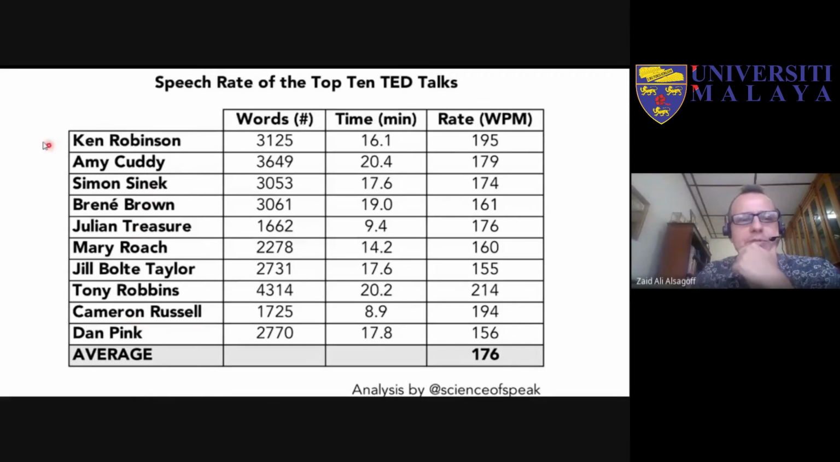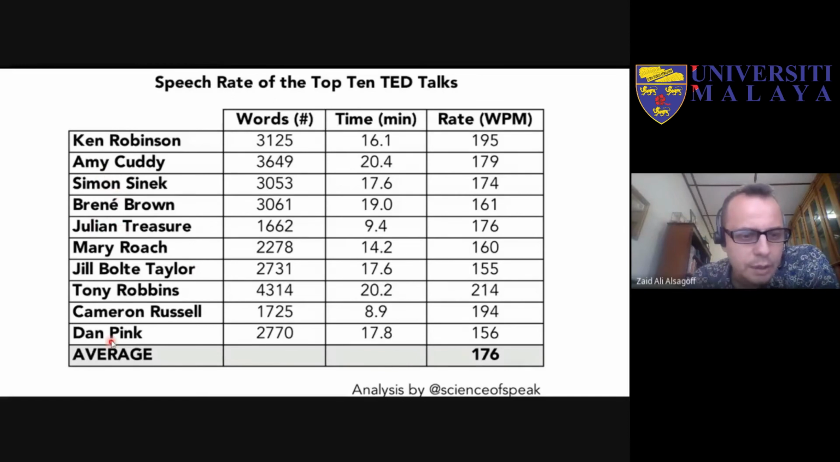So Ken Robinson is one of the richest and most powerful motivational speakers. He speaks extremely fast. He has 190 words per minute. So in his 16-minute talk, if he were to write a script, it's about a 3,000 word script. So look at Simon Sinek, which is very popular now. He speaks a bit slower on average. Of course, it's up and down, but on average, it's 174 words per minute.